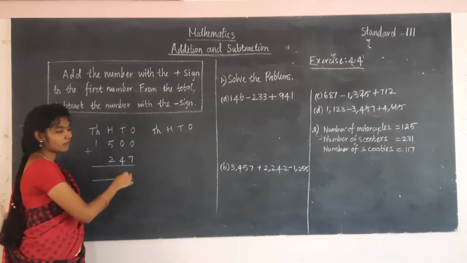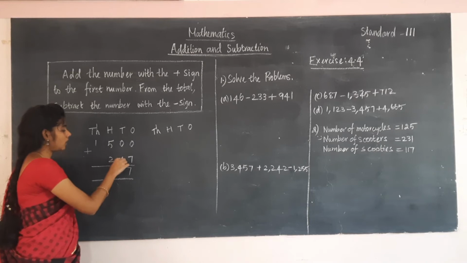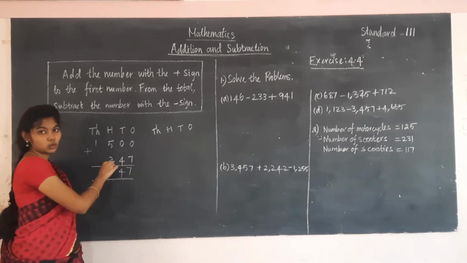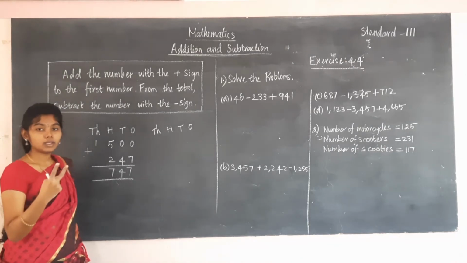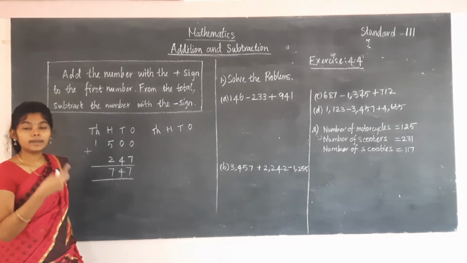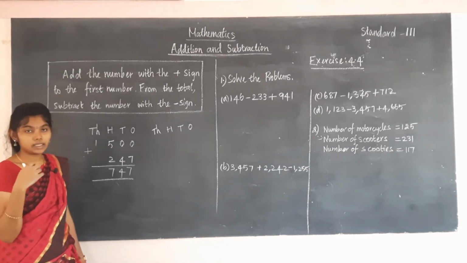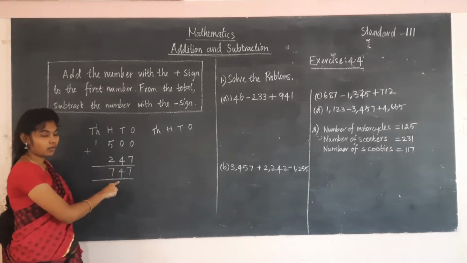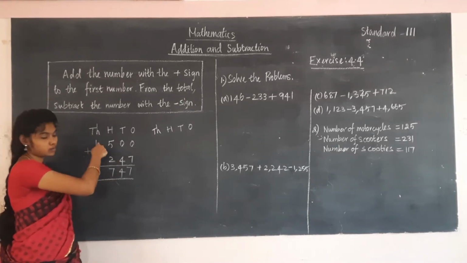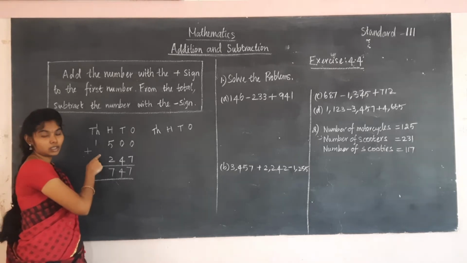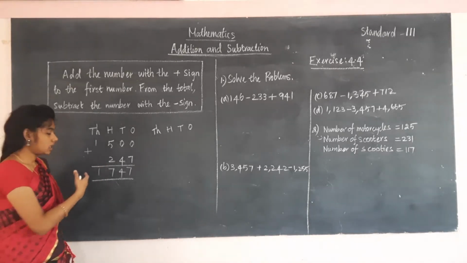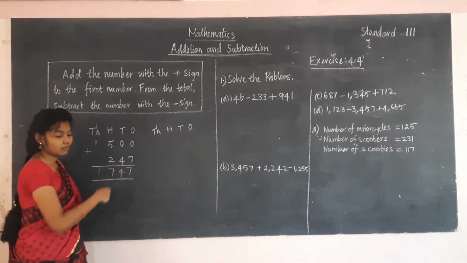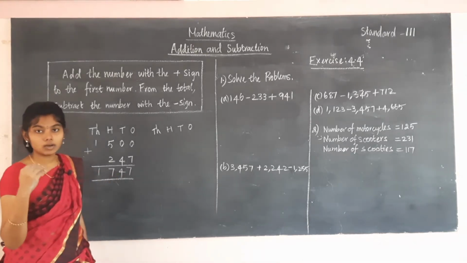So 0 plus 7 is 7. 0 plus 4 is 4. 5 plus 2 is 7. How will you add the numbers? 5 in the mind, 2 on the fingers. We know how to add the numbers mentally, so you can add mentally itself. 5 plus 2 is 7. There is 1 in the thousands place, and no other number in the thousands place, so you write 1 in the thousands place. So now you got the answer: 1747. So totally she made 1747.